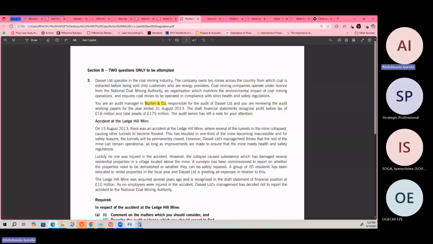Please let me start from the beginning. The company owns 10 mines across the country from which the coal is extracted before being sold on to customers who are energy providers. Coal mining companies operate under a license from the National World Coal Mining Authority, an organization which monitors the environmental impact of coal mining operations and requires coal mines to be operated in compliance with health and safety regulations. You're an audit manager.